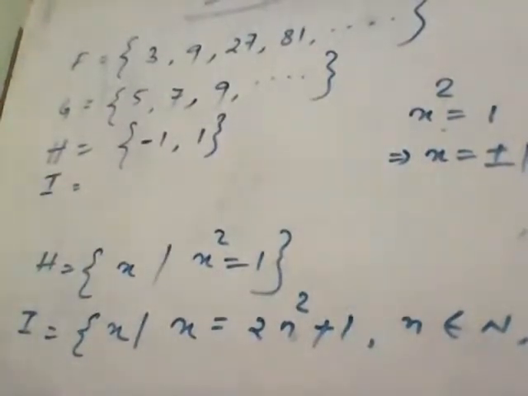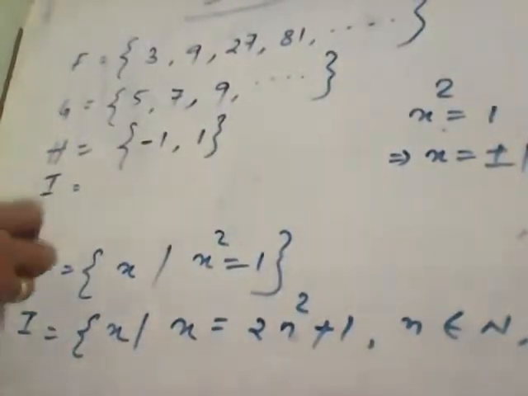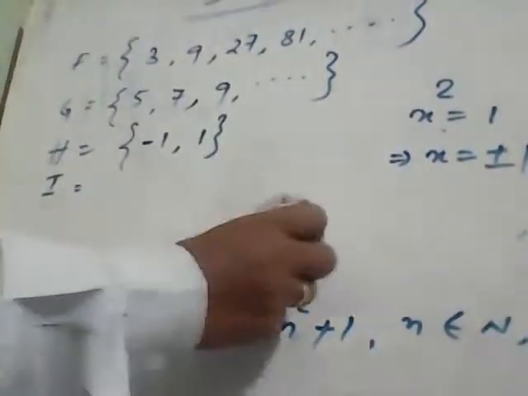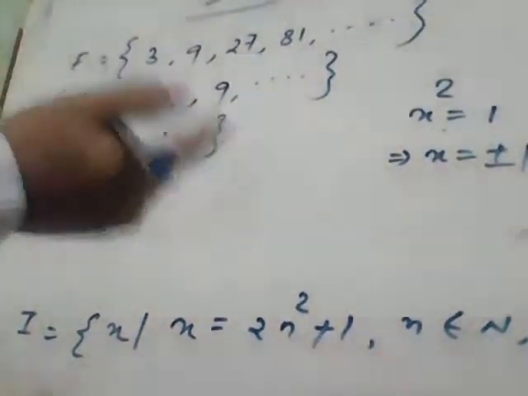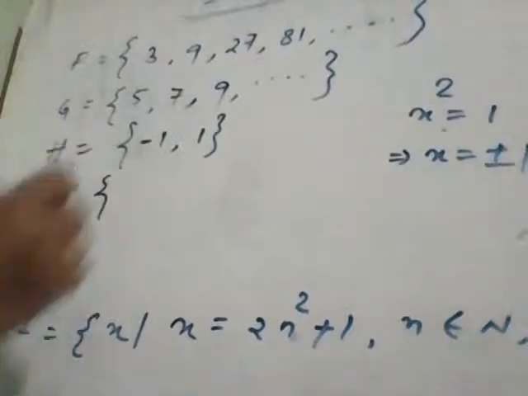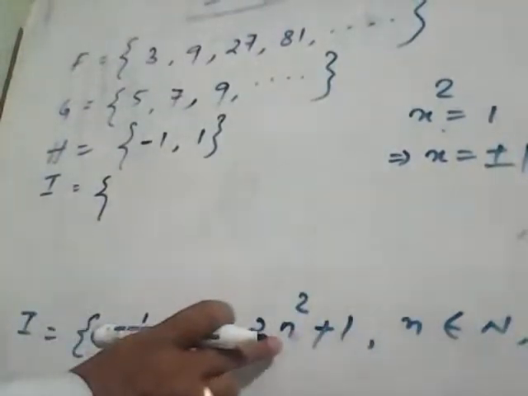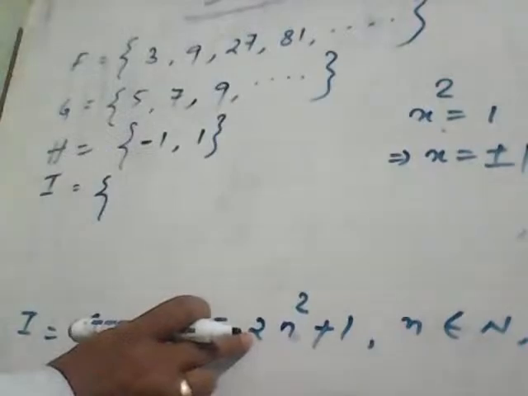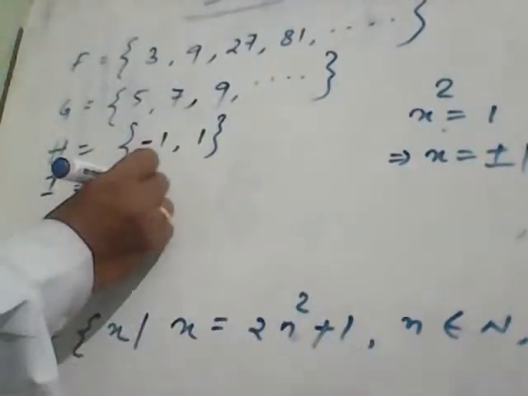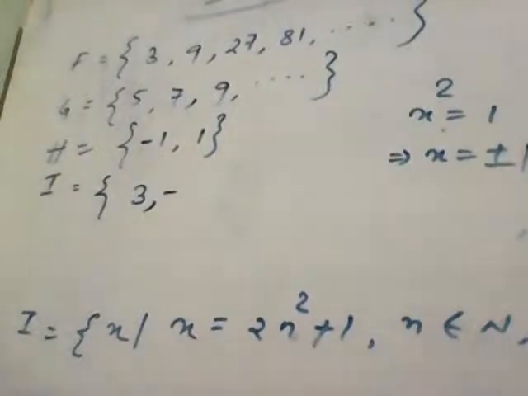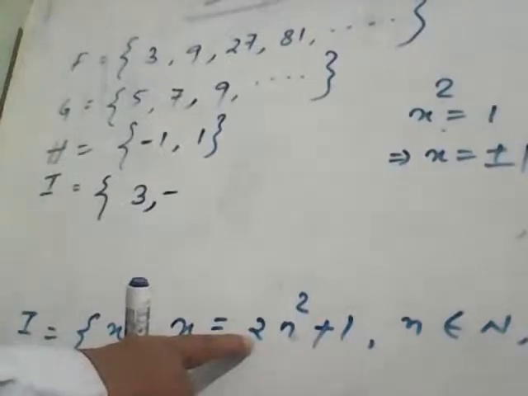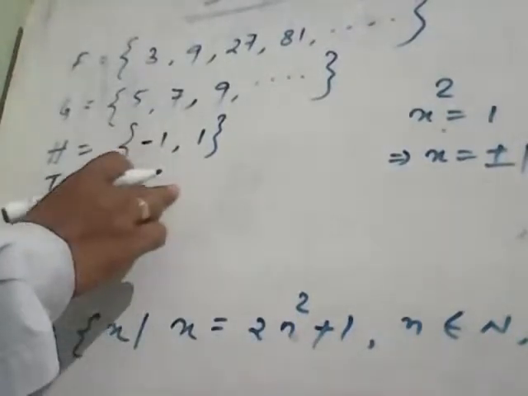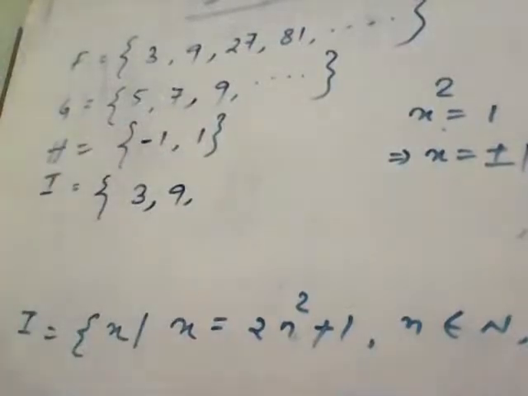Next is I. Putting n equal to 1, n equal to 2, n equal to 3, n equal to 4 and n equal to 5, you'll get all the 5 elements of the set. For I, putting n equal to 1 first, your answer is 2 into 1 square plus 1, it is 3. Next element, put 2 here. 2 square is 4. 4 into 2, it is 8. 8 plus 1, it is 9.